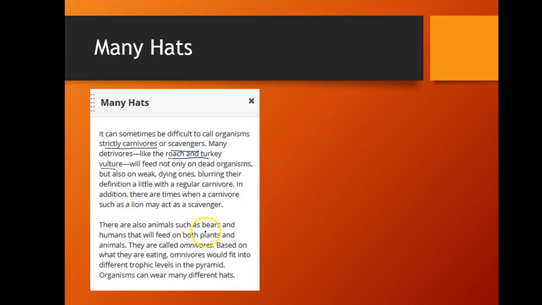There are also animals such as bears and humans that will actually feed on plants and animals. So instead of just calling them herbivore or carnivore, we can call them omnivores. So based on what they're eating, omnivores would fit into different trophic levels, right? Because herbivores are primary consumers because they eat plants. But if you eat plants and animals, then where exactly would you fit? So obviously it's not as black and white as it might have been presented here.